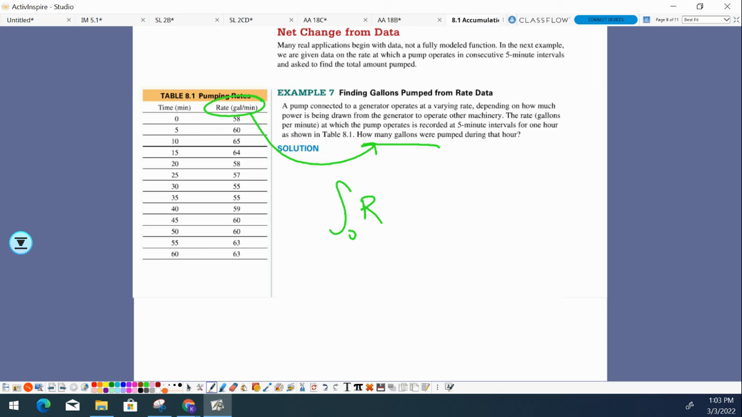So we're going to integrate our pumping rate. So I'm going to say my rate of t dt from 0. Now, we want to, during the hour, and notice time is in minutes. So how many minutes in an hour? From 0 to 60. So you don't see it here, but we're actually going to use a trapezoidal rule. So if we do our trapezoidal rule with this table, let's remember first our h is our change in x. And in this case, that is 5.